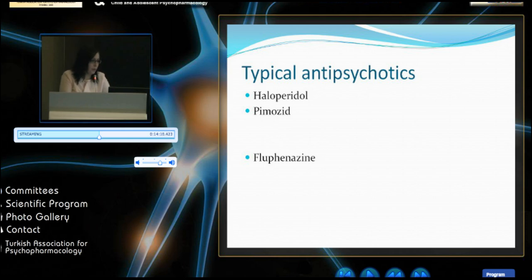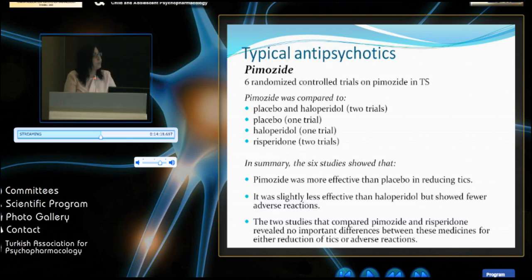Typically, haloperidol and pimozide are used most frequently, and haloperidol gets the FDA approval. Fluphenazine is also studied. About pimozide, 6 randomized controlled trials were carried out. In 2 of them, haloperidol and placebo were covered together. In 1 trial, pimozide and placebo, and in 2 trials, risperidone was compared. In 1 trial, haloperidol was compared.